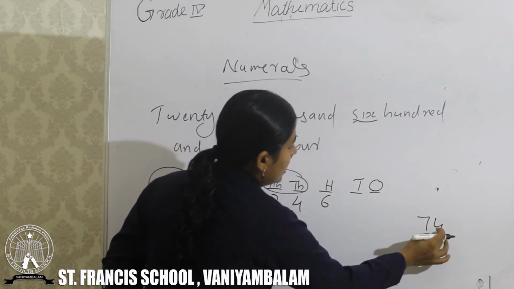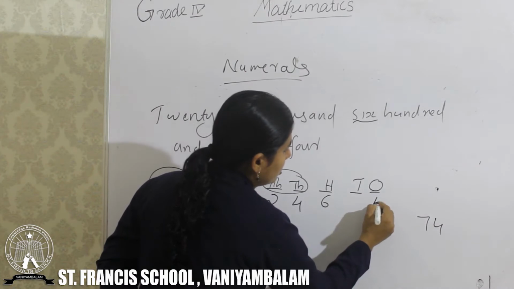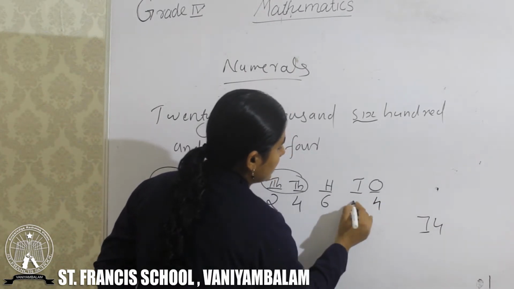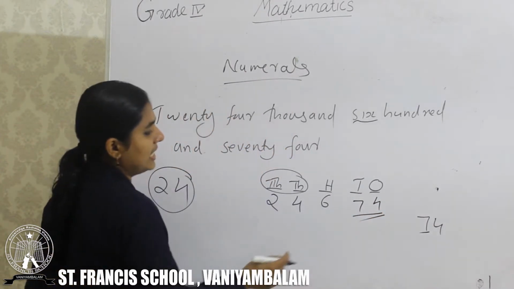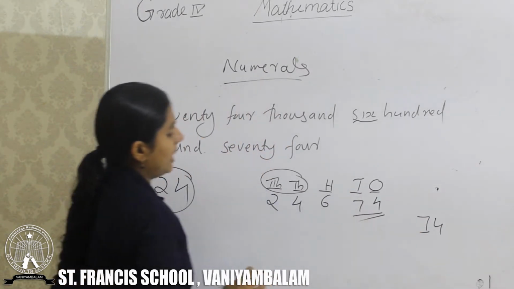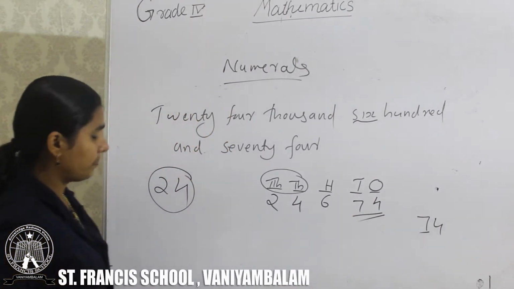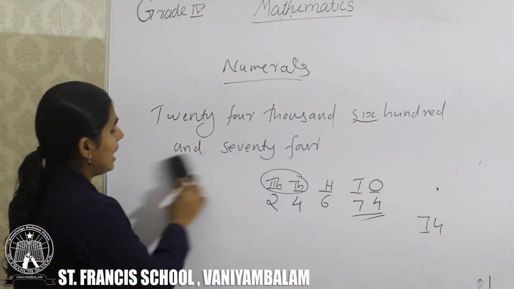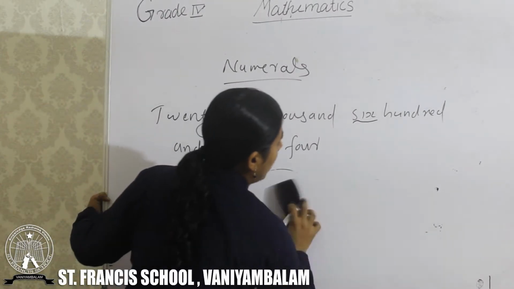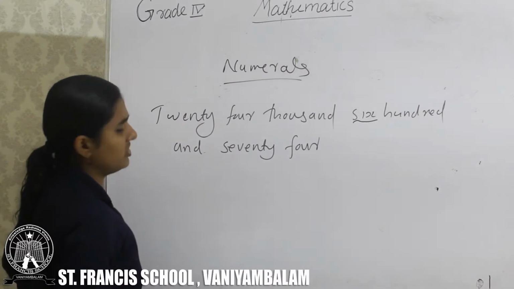74. Here right side we have 4, left side we have 7. That is 74. In the ones place we have 4, in the tens place we have 7. That means 24,674.